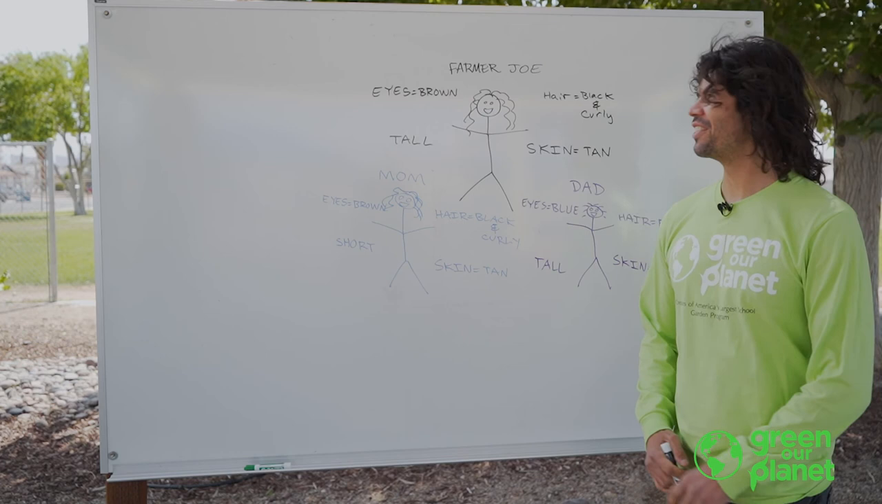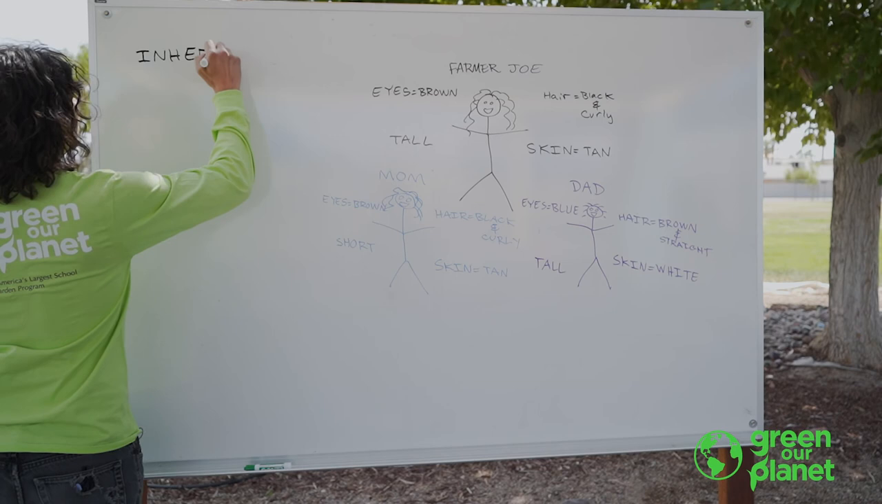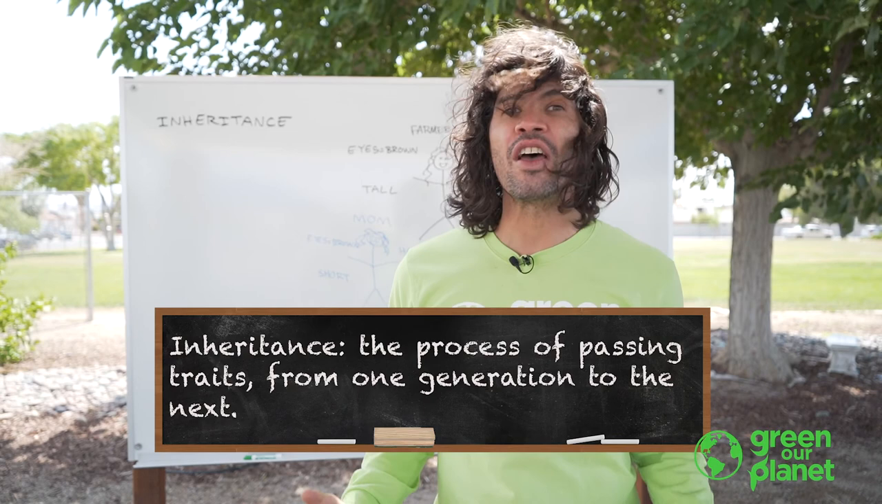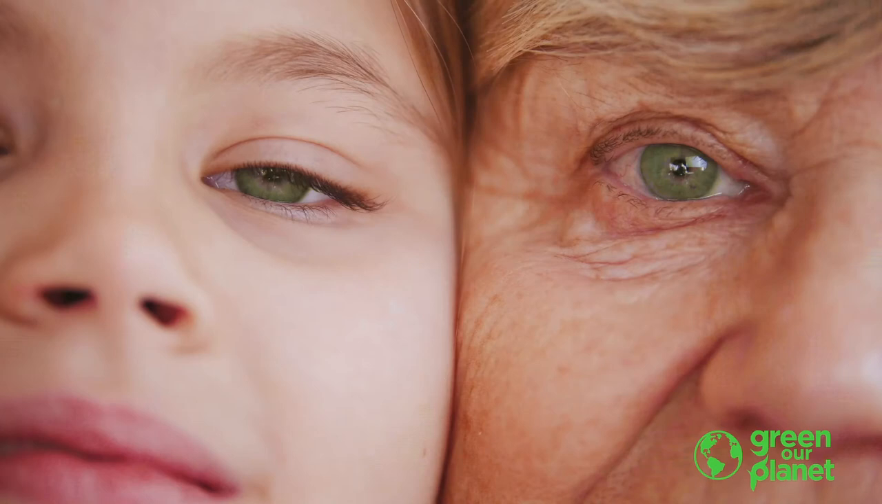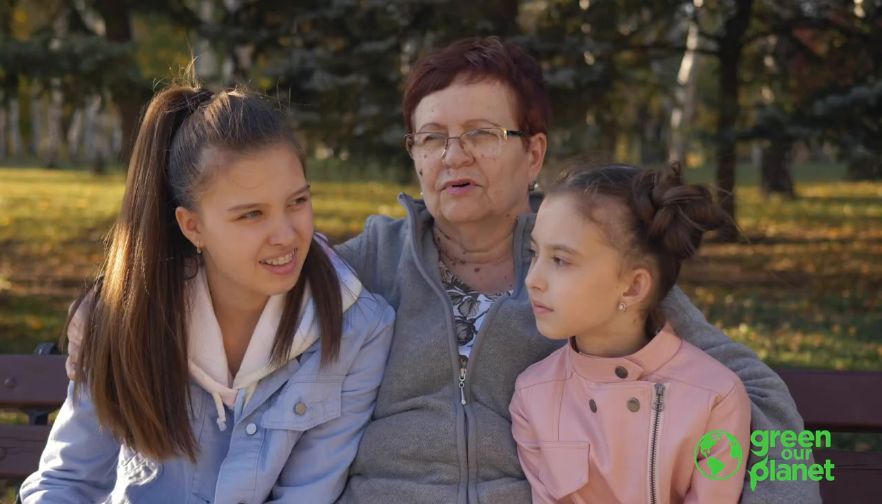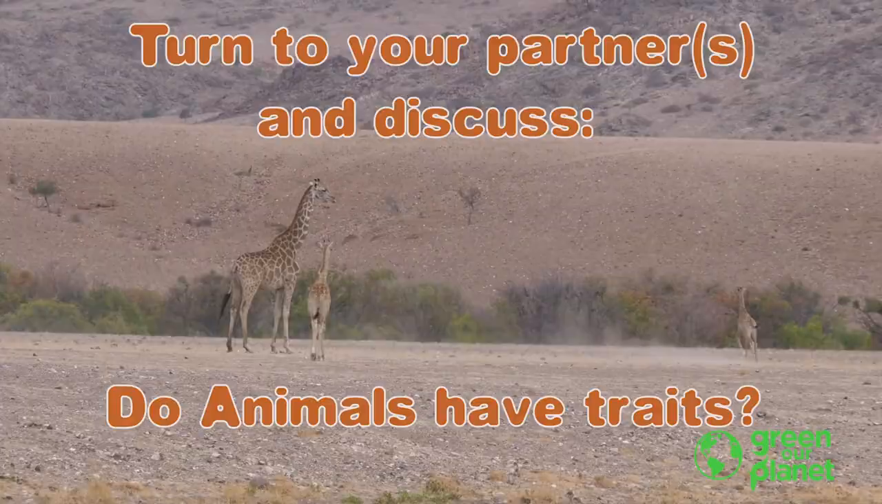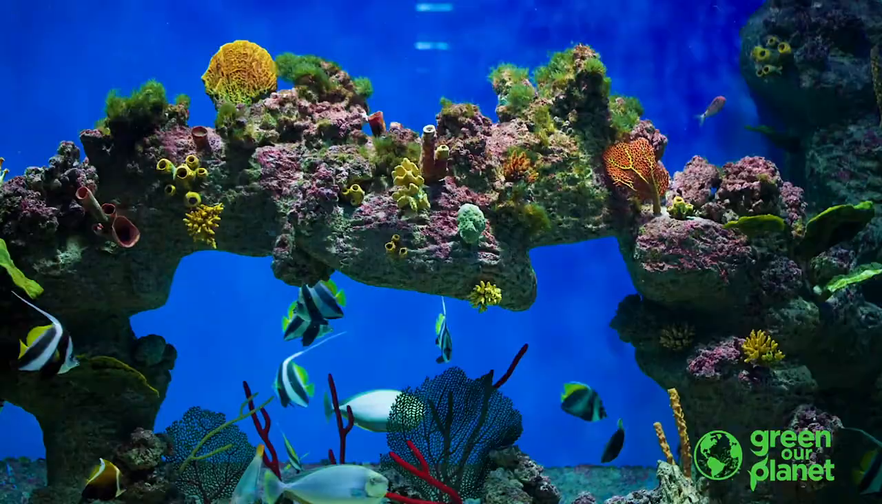So let me write down a word for you. Inheritance is the process of passing traits from one generation to the next. So that means that all of you inherited your eye and hair and skin color from your parents just like I did. So I have another question for you. Do animals have traits? If you said yes, you're right.